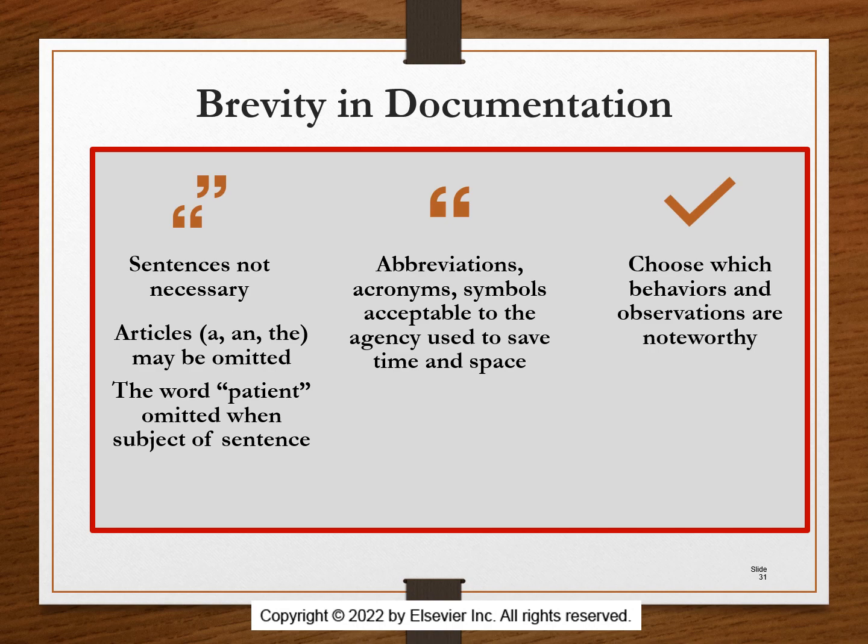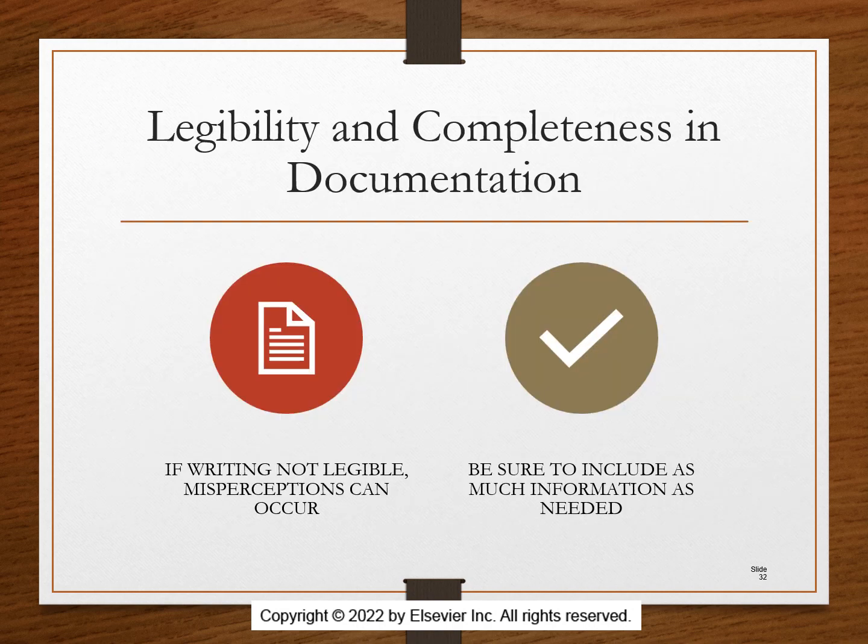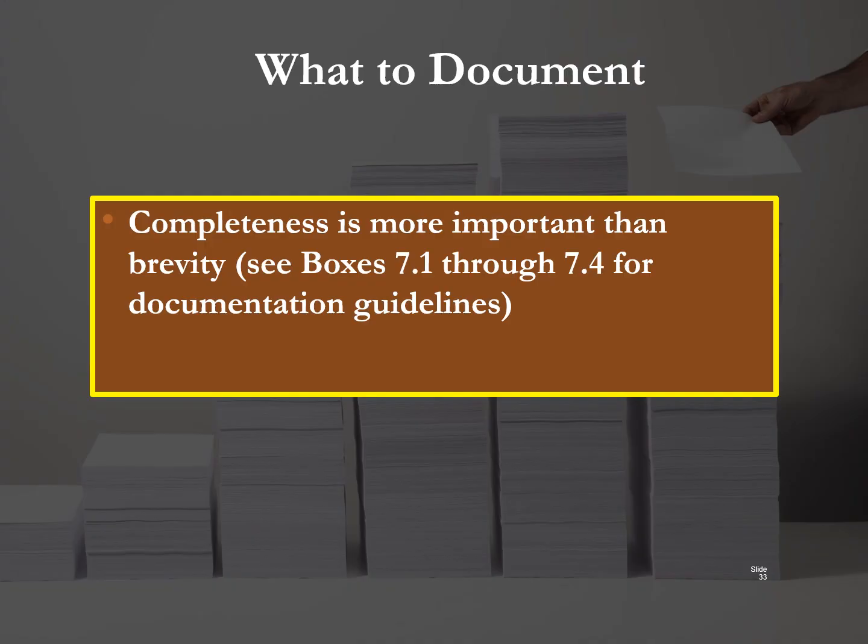Because in your mind, you know what happens. So sometimes we type things and omit little details, but somebody else coming in and reading it may be like, wait, what? And confused. So it's always a good idea to have someone else take a look at your note to make sure that it is understandable and it tells the whole story. That's kind of it. Legibility and completeness. Completeness is more important than brevity. You need to make sure it is complete.